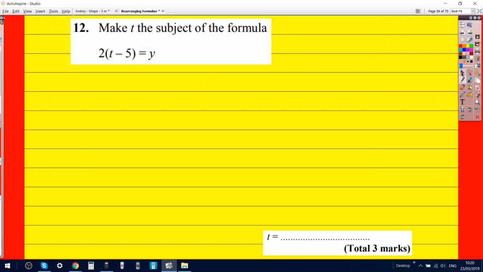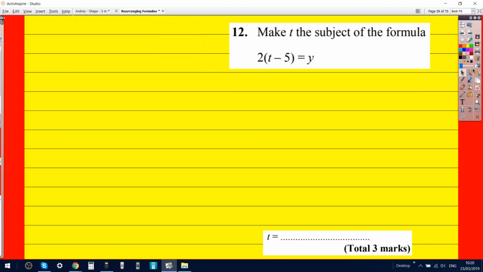Hold on. Okay. This one, make y the subject. Okay. So would it be y plus 5 divided by 2 equals t?